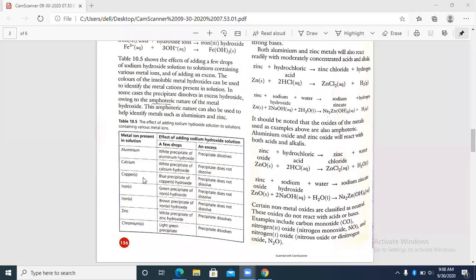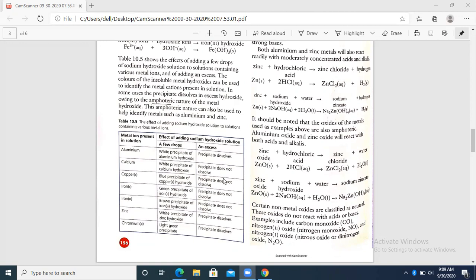In the case of copper, when we are adding sodium hydroxide, you will get a blue precipitate of copper hydroxide. If you are adding excess, the precipitate does not dissolve, copper blue color. When we are adding the sodium hydroxide to iron(II), you will get a green precipitate. The precipitate does not dissolve. And for iron(III), you will get a brown precipitate.